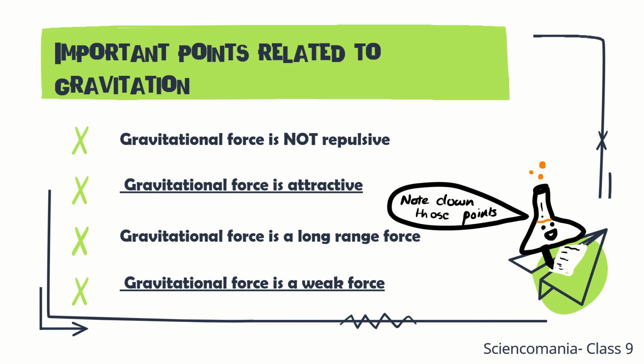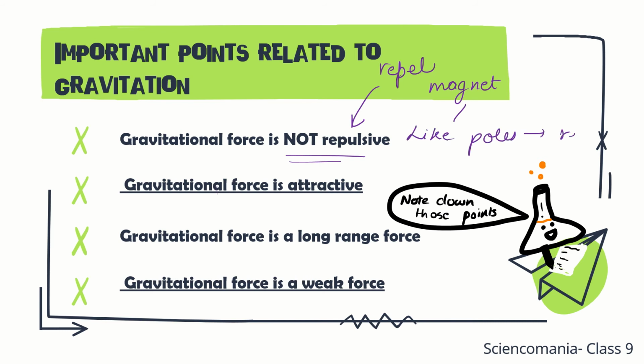Important points related to gravitation. Note down those points. Gravitational force is not repulsive. This means when two objects repel each other, like in a magnet, like poles repel, unlike poles attract. If it's not repulsive, then obviously it will be attractive.